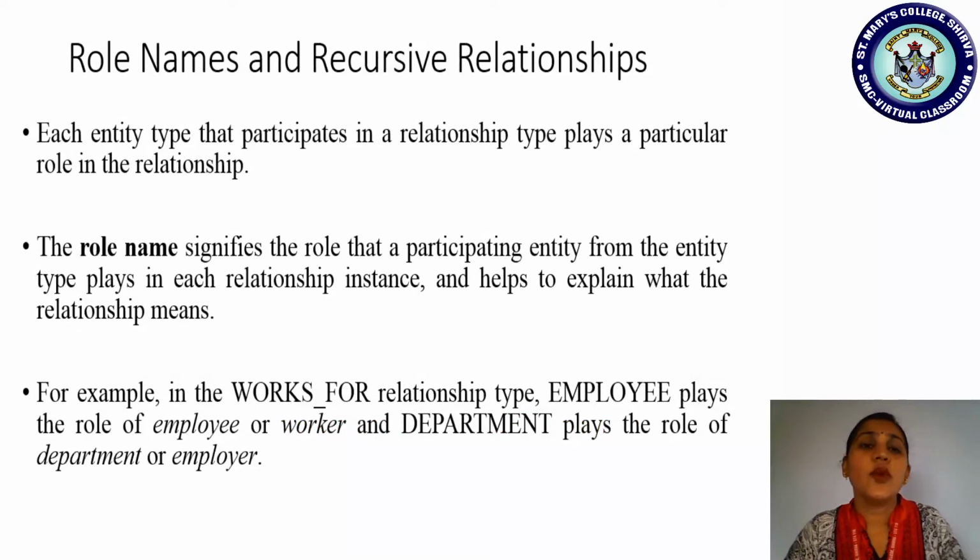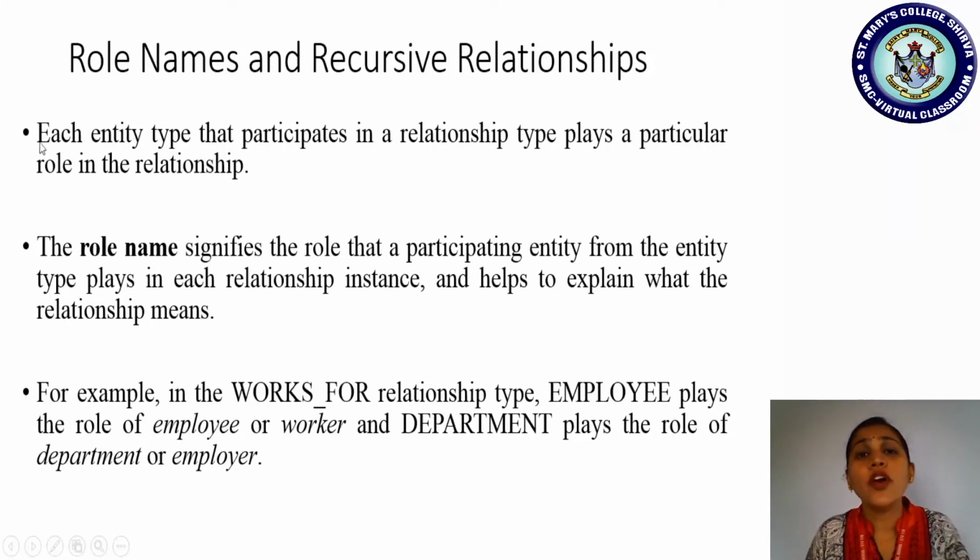Now coming to the role name, what is this? Each entity type that participates in a relationship type plays a particular role in the relationship. So when we say that an entity has a relationship with another entity, of course that entity has a certain role name. If it is participating in a relationship, certain roles may be present. Okay, so what is that?